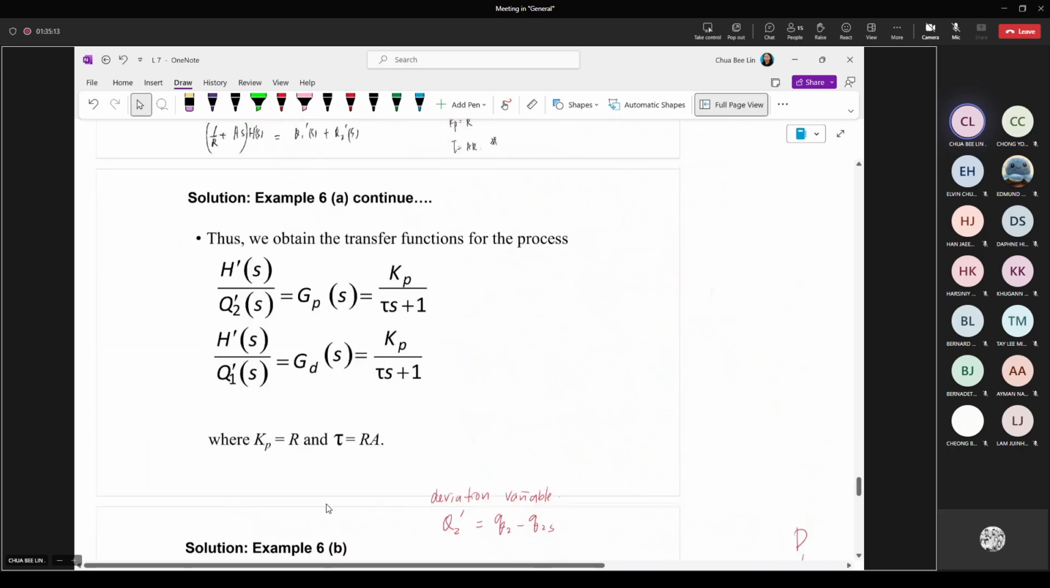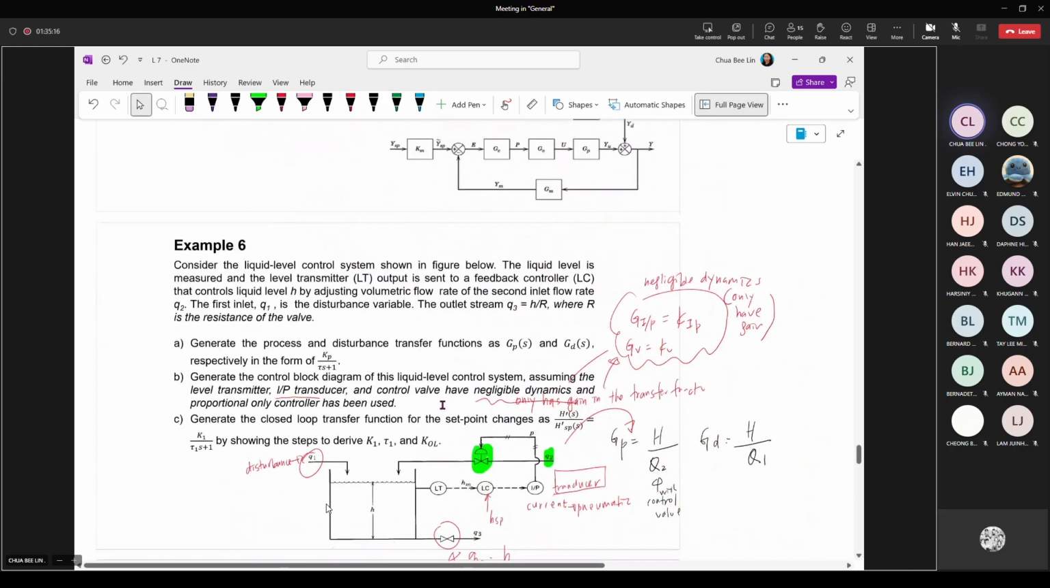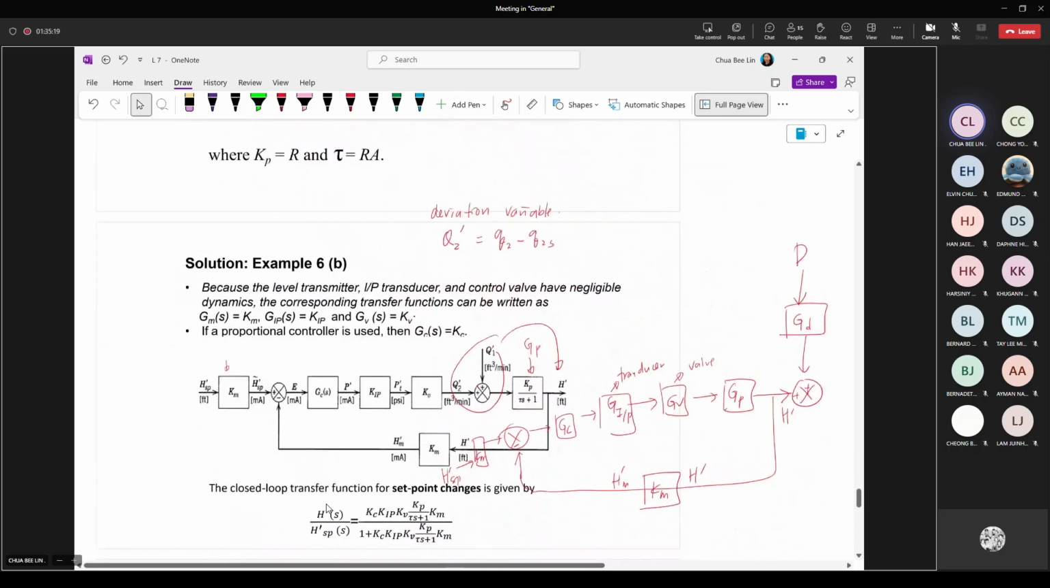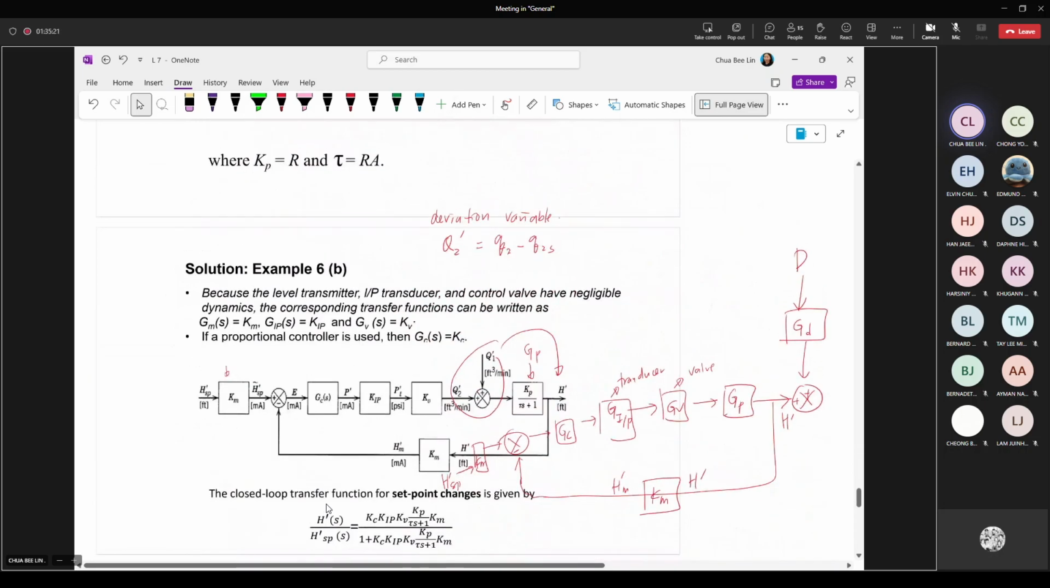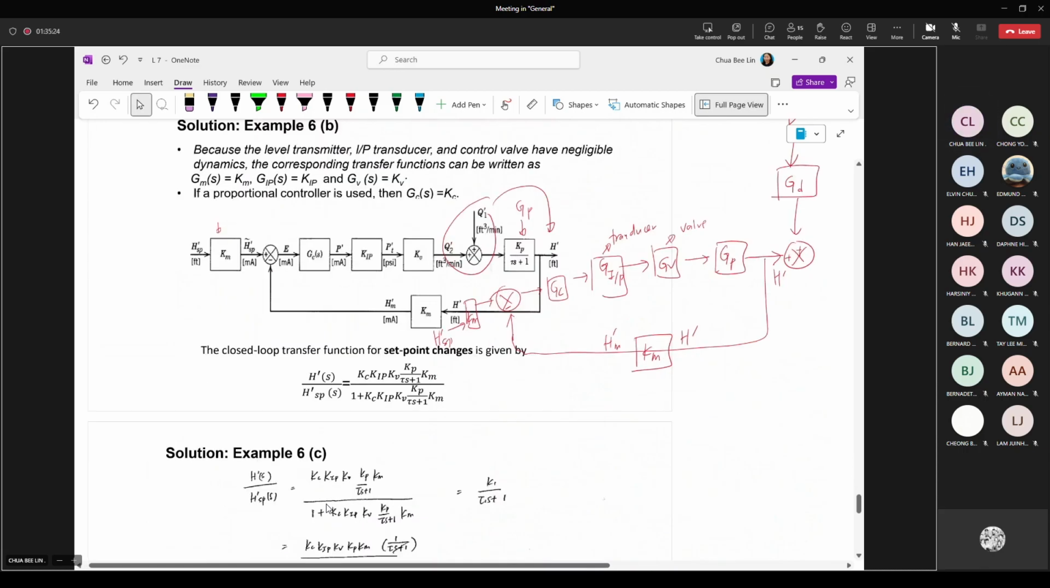And then solution B. So what do they ask for in B? They ask you to generate a block diagram, which you already generated. We will have this one as your answer. Okay, so if you have this already, they say this is a proportional controller, which means your GC is only having KC. So your GC equation for the controller will be covered, I think, next week or next 2 weeks. So you'll be having KC times 1 plus 1 over TI s plus TD s.